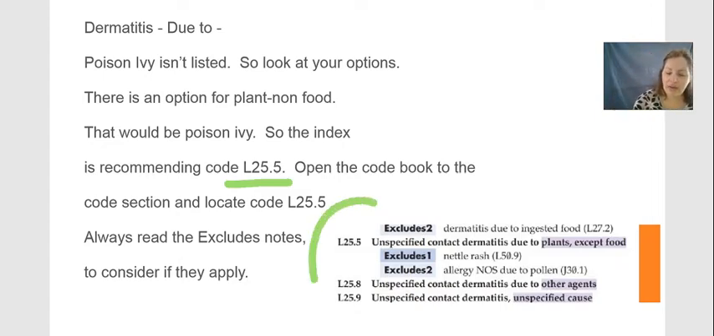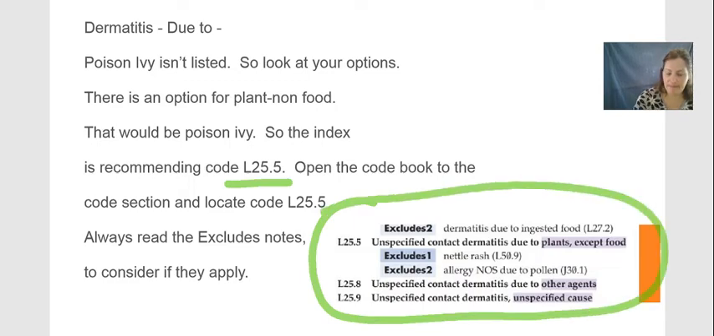When we get there, this is what we see. Unspecified contact dermatitis due to a plant except for food. We still are good. Always read your excludes notes. Excludes one means you're in the wrong place. So if this was a plant from a nettle, which is a specific plant, you're in the wrong place. They have a special code just for nettles. Also, if this was an allergy, we're in the wrong place. A pollen allergy doesn't count here. They have a special code because you're allergic to pollen.